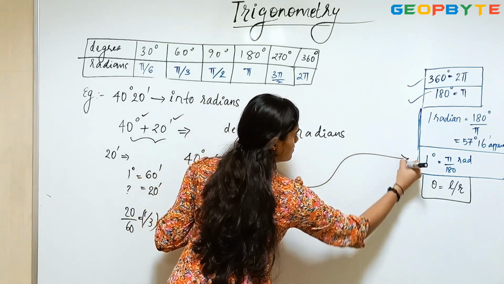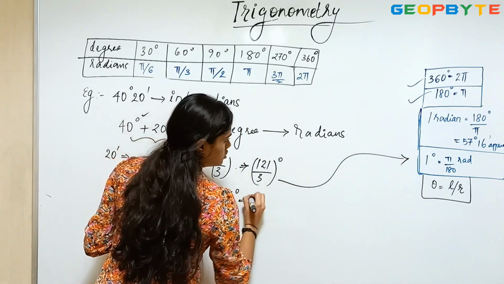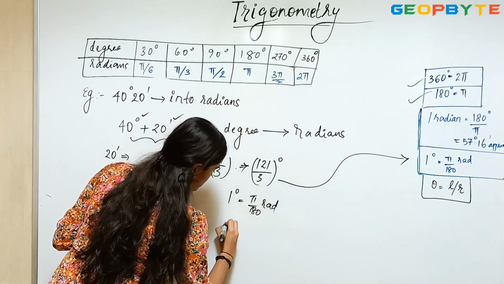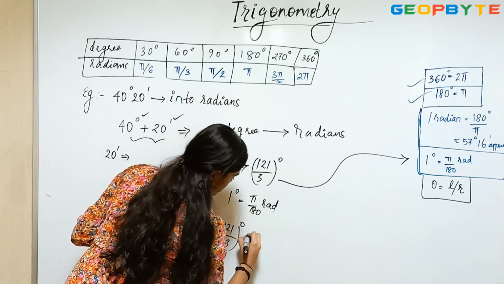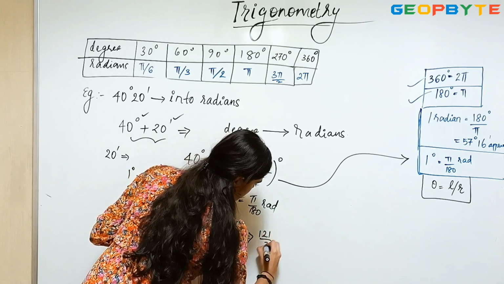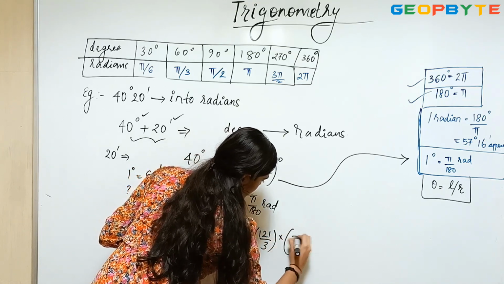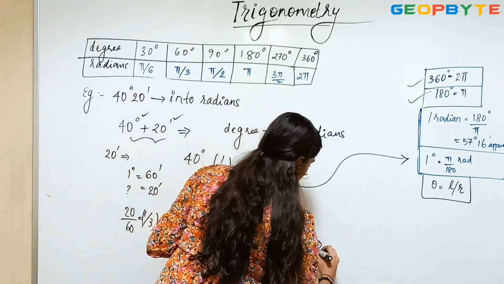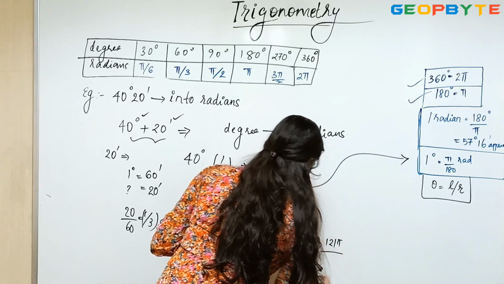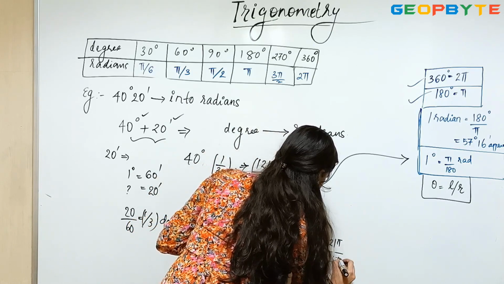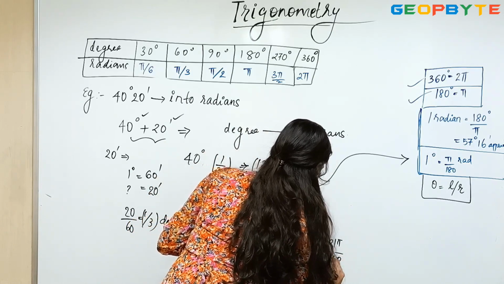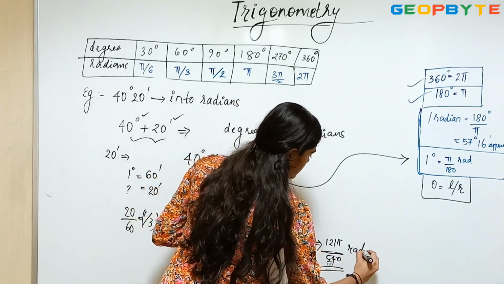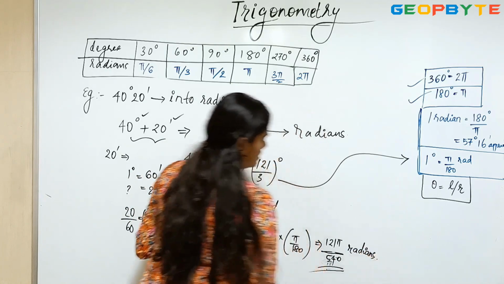And we know the conversion factor here, 1 degree is equal to pi by 180 radians. So what about 121 by 3 degree? It will be 121 by 3 into pi by 180. So this will be 121 pi by 540 radians.